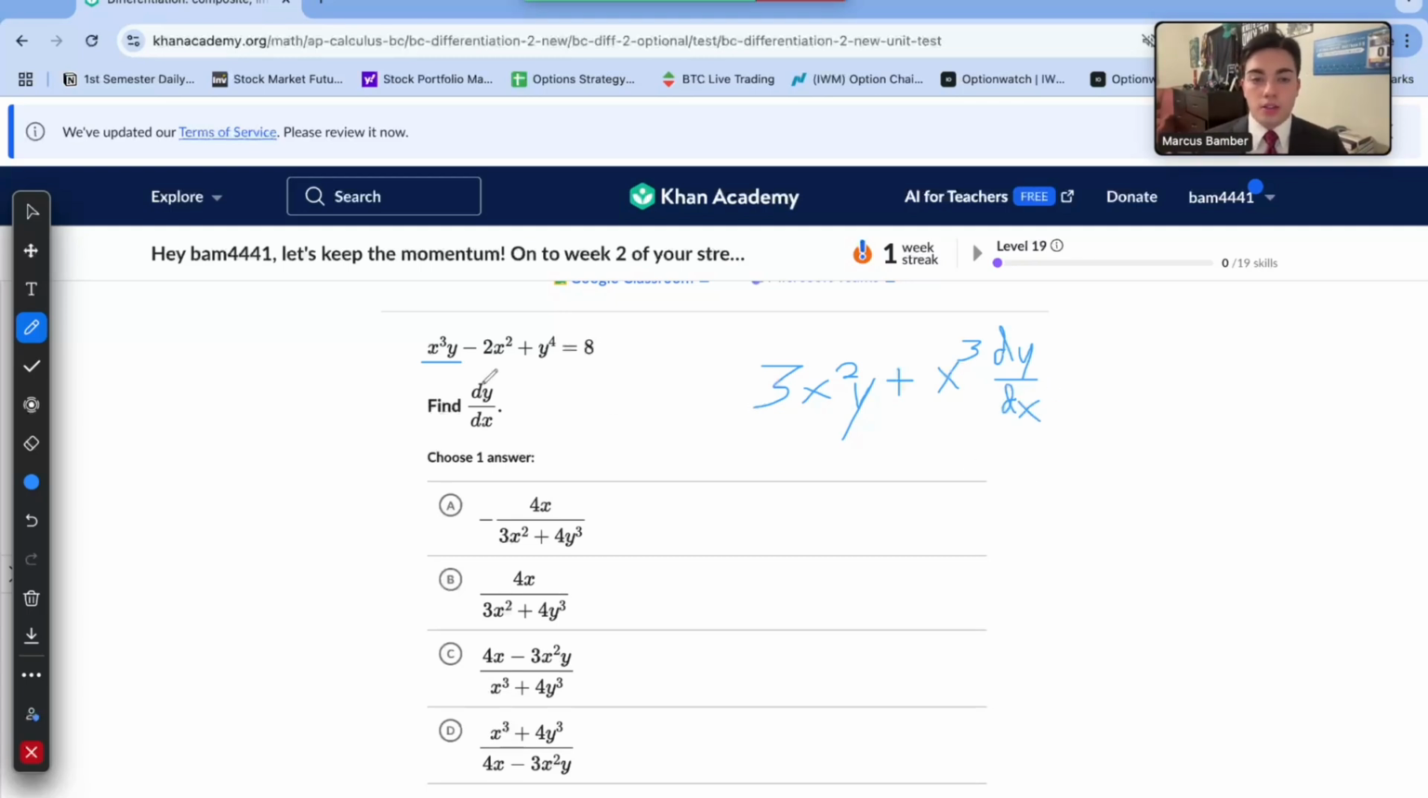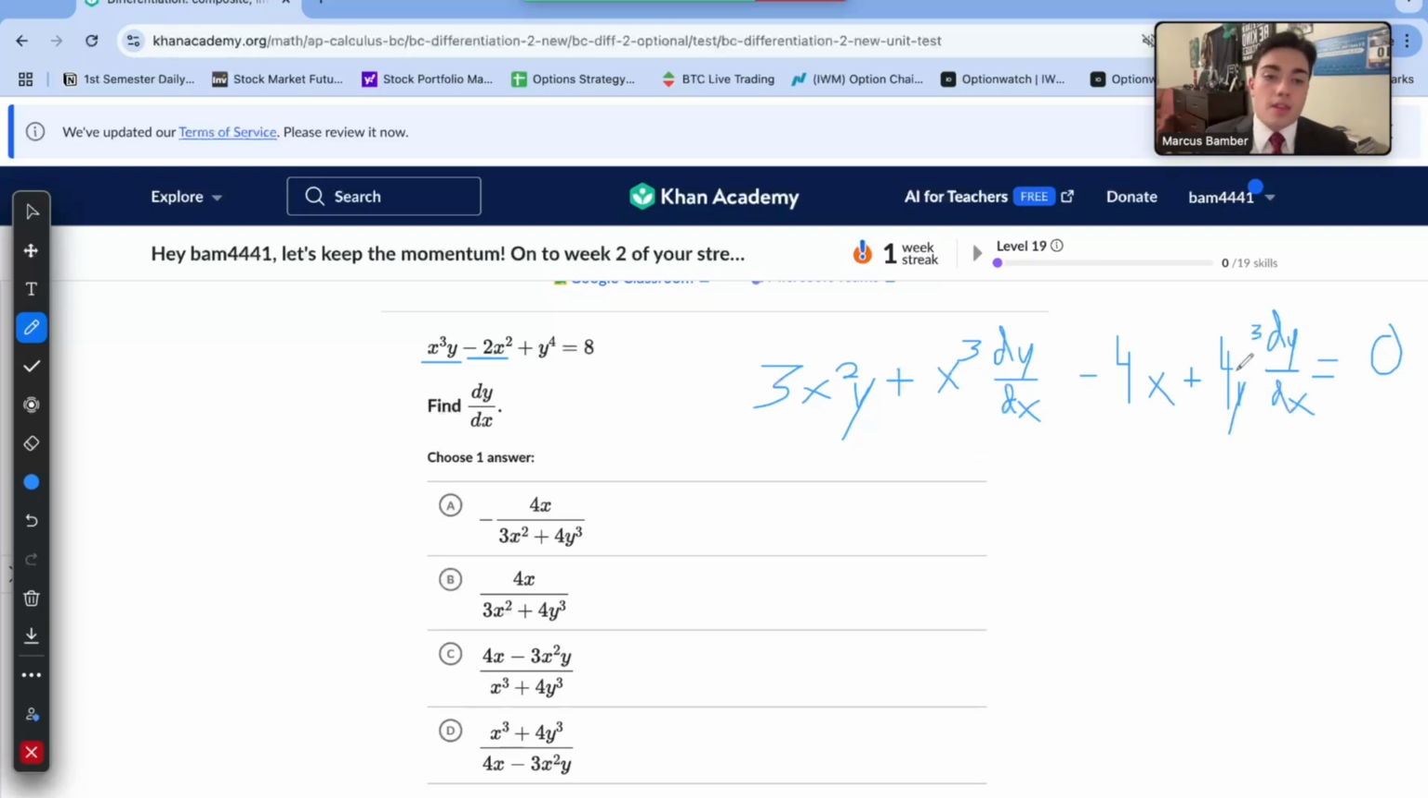Now we are going to differentiate our next term, which is negative 2x to the power of 2. We get negative 4x. Then we differentiate the last term. We get 4y to the power of 3. Whenever you differentiate a y, always include that dy over dx. And then the derivative of any constant is equal to 0. So now we have 0 on that right side.